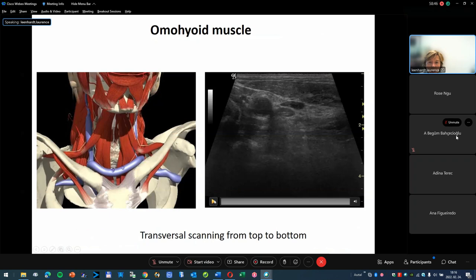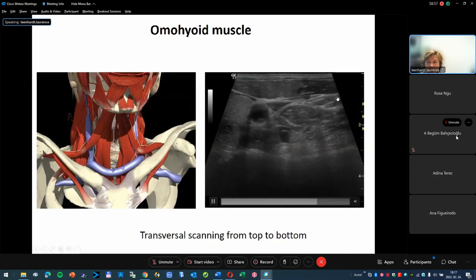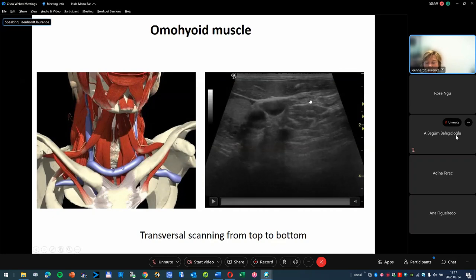Here is the omohyoid muscle that you will see on this short video. Here you can see the omohyoid muscle. So now you are under this muscle, so you are in compartment 4, and before you were in compartment 3.